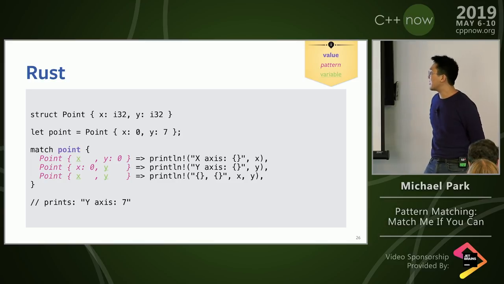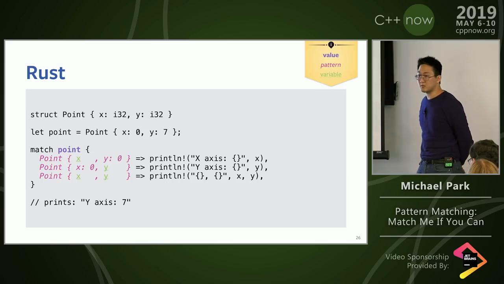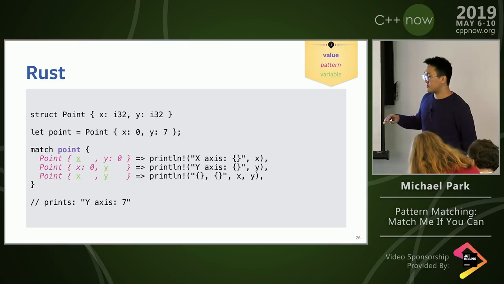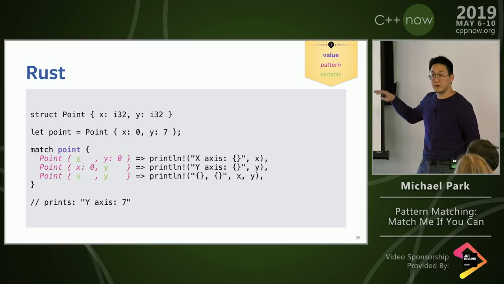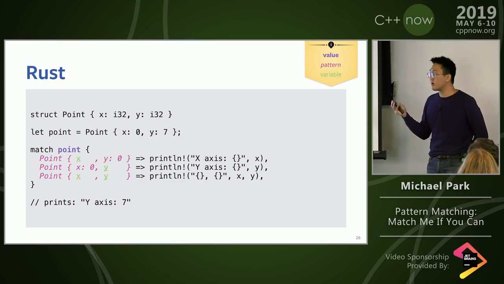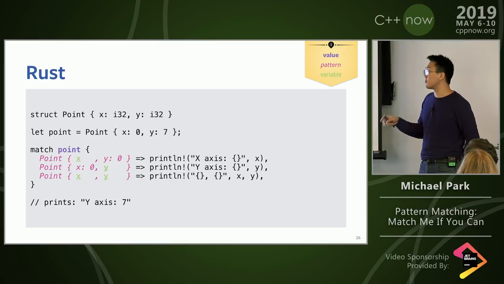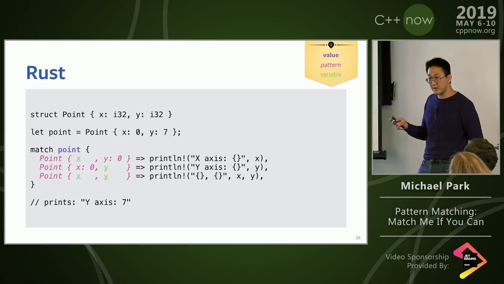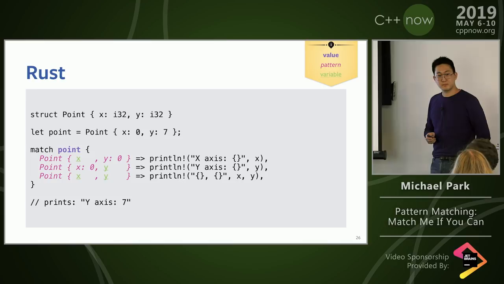We can match on that point, and then the patterns are x, y equals 0, or x equals 0, y, or x and y. In this case, we would try to evaluate each pattern in order. The first one would not match because y is not 0. The second one would match because x is 0 and y can be anything. Then it would print y-axis is 7.